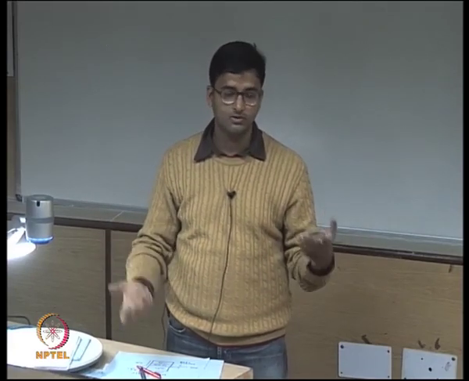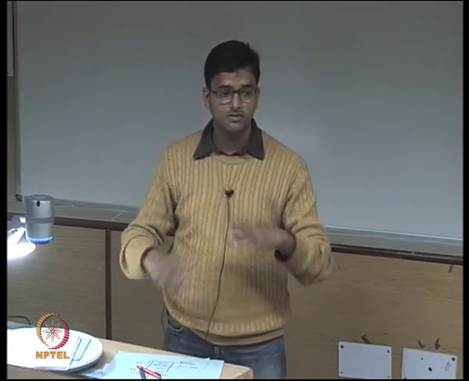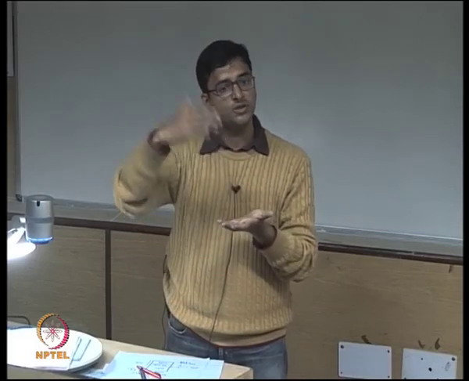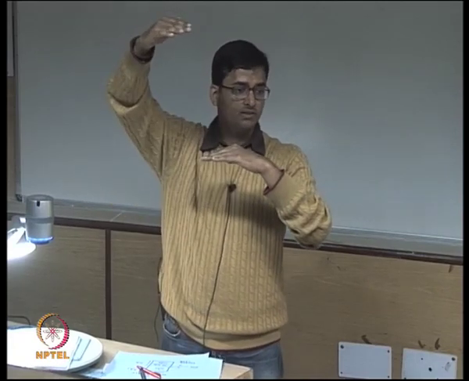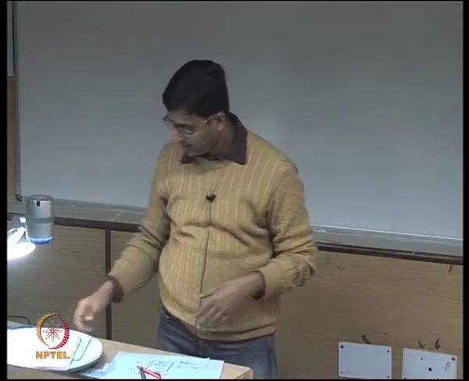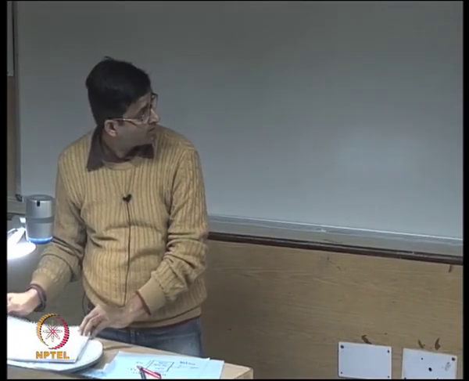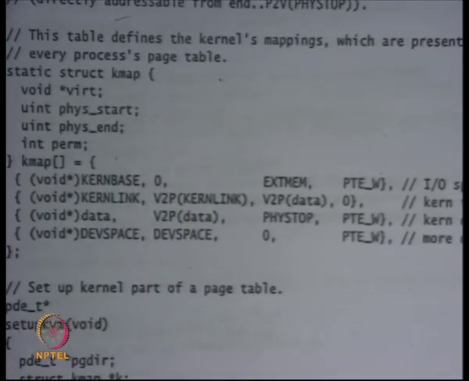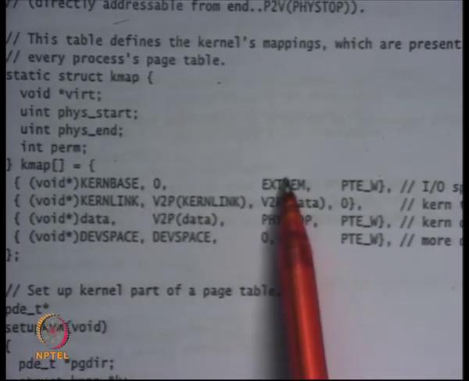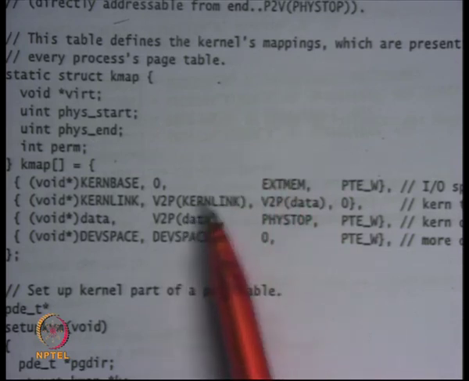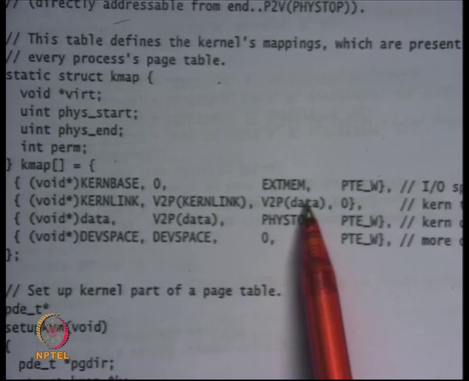XV6, just to make things simple, uses small pages to even map the kernel address space. So all these regions are going to be mapped using small pages. If I wanted to be smart about it, I could have said, look, this area is 1 MB, so I'm going to use small pages because 4 MB pages are too big to map this area. This area from kernlink to V2P data is also very small, less than 1 MB, so even here it doesn't make sense to use large pages.